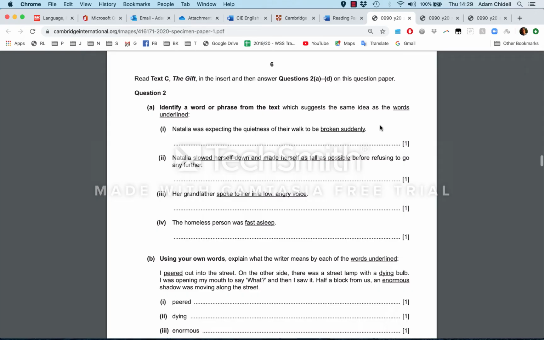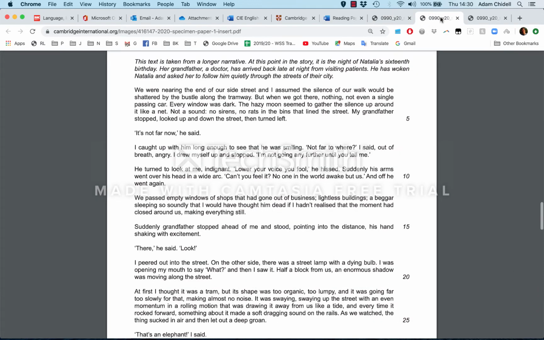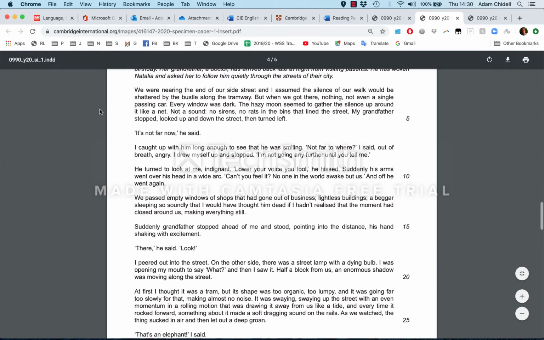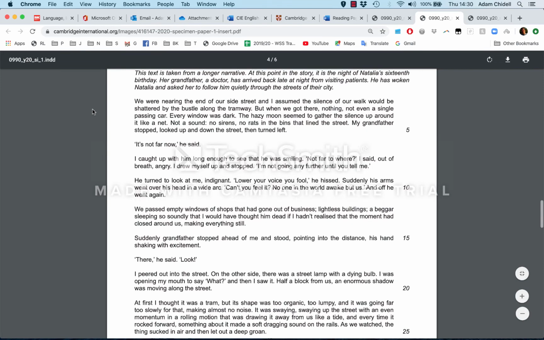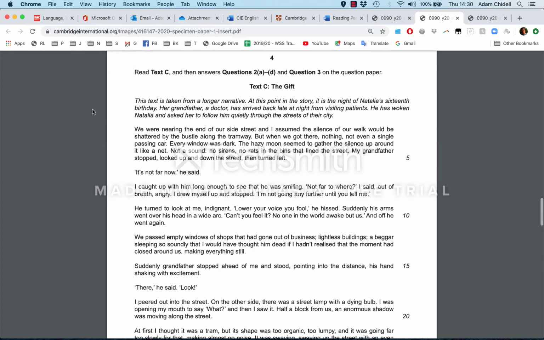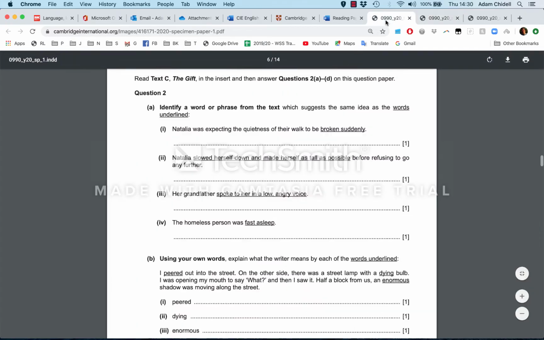So the first thing we're looking for is something that suggests broken suddenly. Natalia was expecting the quietness of their walk to be broken suddenly. So let's go to the text and we would start reading it. "We're nearing the end of our side street and I assumed the silence of our walk would be shattered by the bustle along the tramway." Aha, there we go. That sounds like something that would fit the bill. So we would go back here: broken suddenly, shattered.